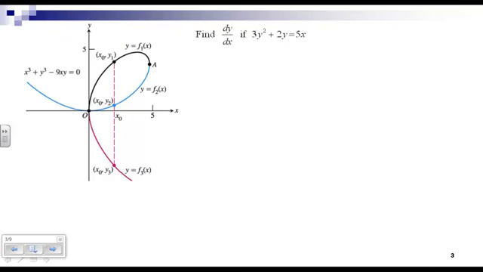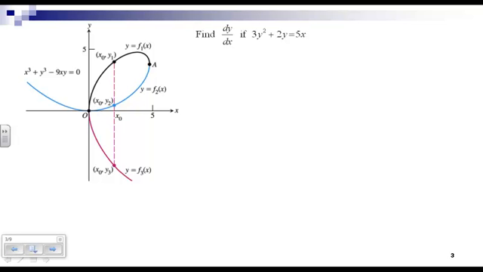So here's a typical situation. Take a look at that equation: 3y squared plus 2y is equal to 5x. Now that's a curve. Y is not written in any way, shape, or form as something I can get by itself. I can't isolate y with that equation. This is the perfect candidate for implicit differentiation.